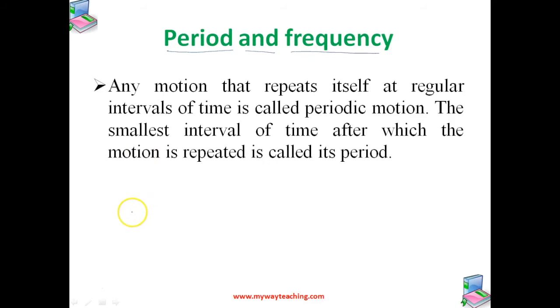Which means if you consider any periodic motion, you can consider this ramp. After a regular interval of time t, the motion is repeating. So the smallest interval of time after which the motion is repeated is called the period. In this case, this t is called the period. We denote the period by the symbol T. Capital T denotes period.